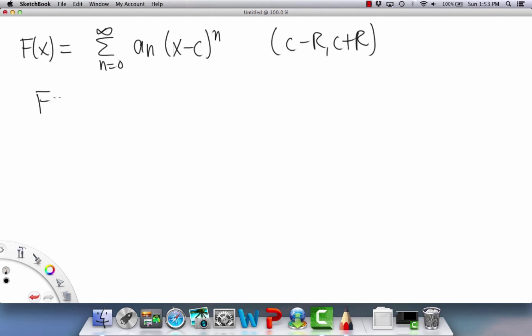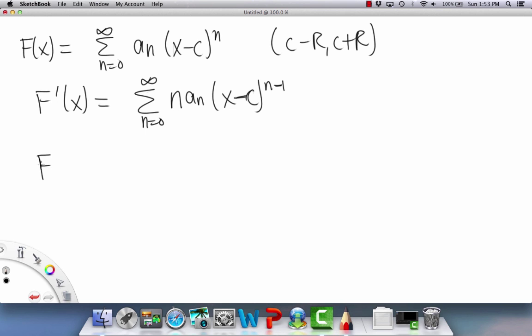So let's say we take the derivative of it, then we'll just manipulate this form. We'll just differentiate, right? This a sub n we can consider as a constant, so that just stays there. The n, the power, comes down in front, everything inside stays the same, and then the power goes down by 1, so that's n minus 1. So that'll be the form for the first derivative.